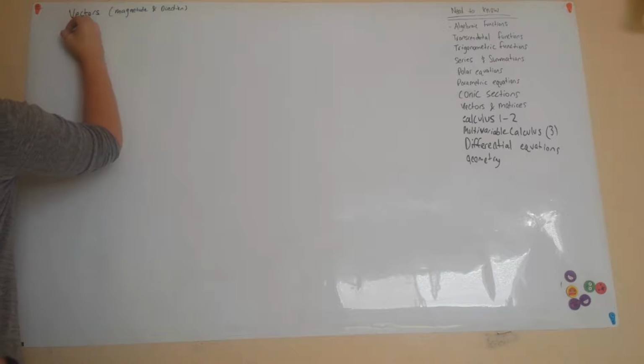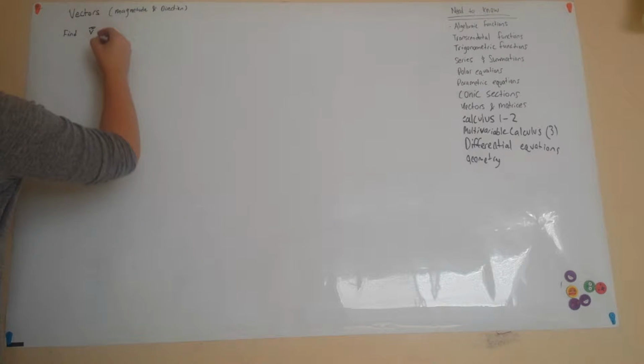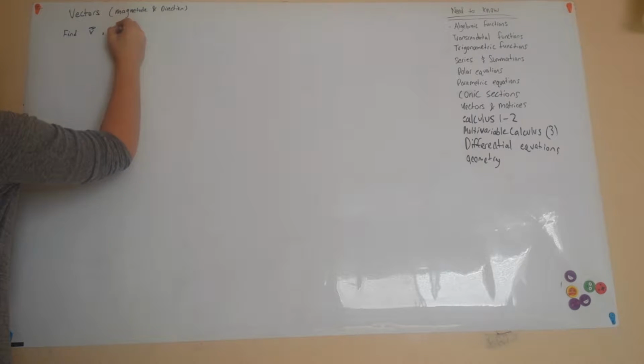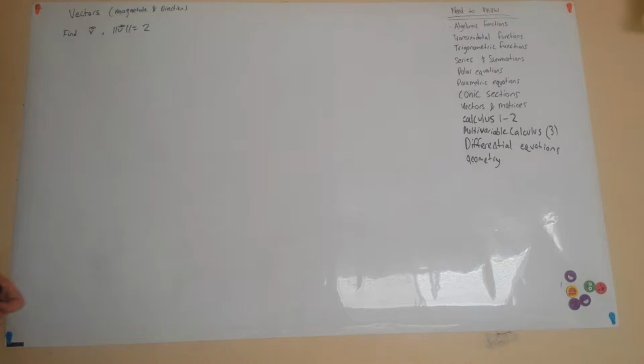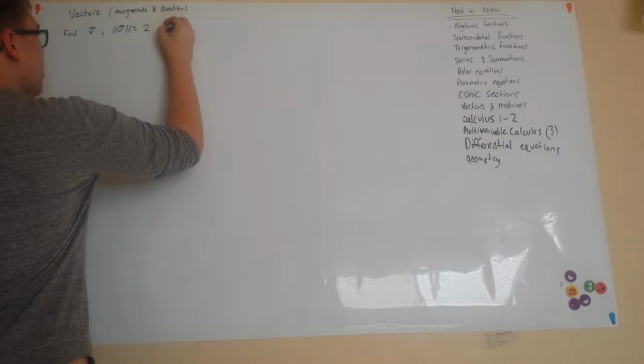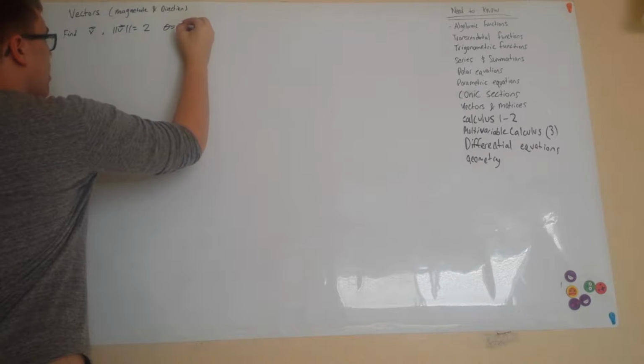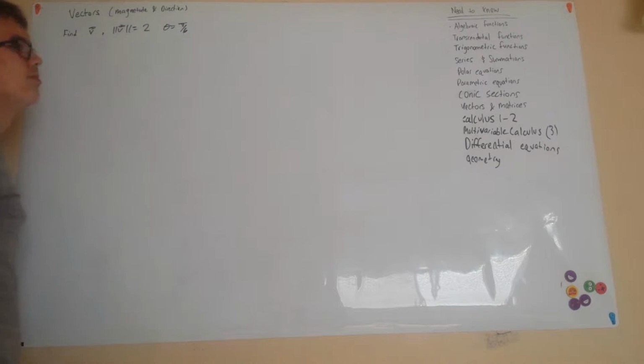Before we do the last thing, let's go over one problem. Find vector v given the magnitude equals 2 and theta equals pi over 6.